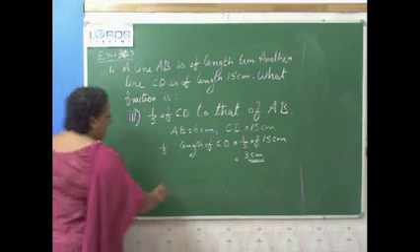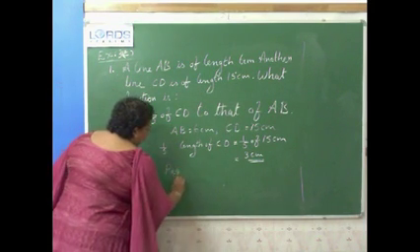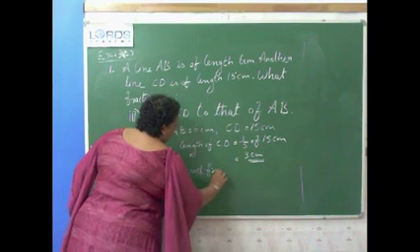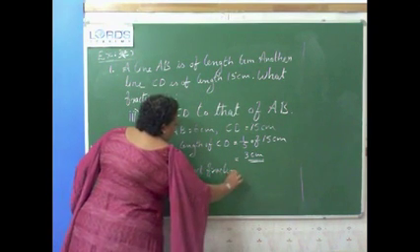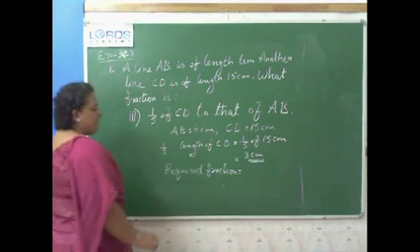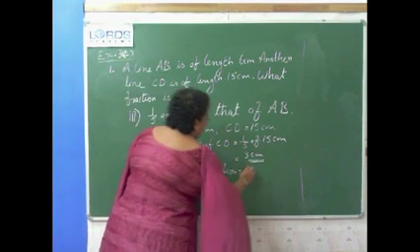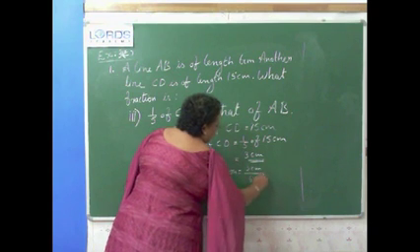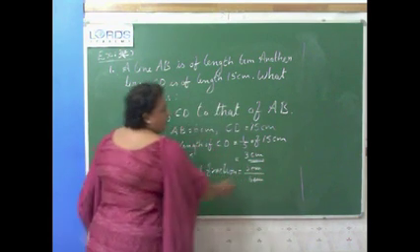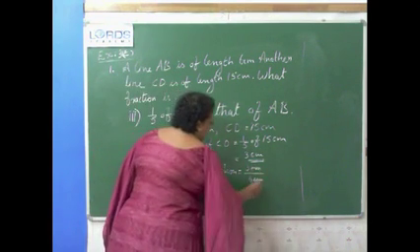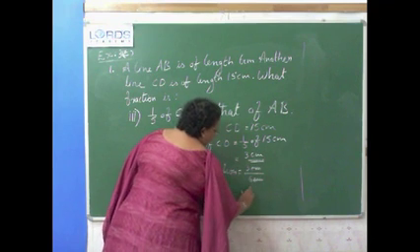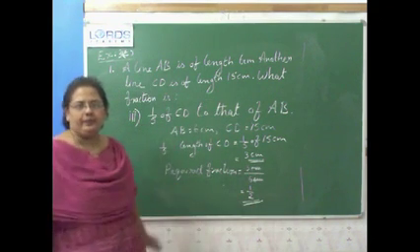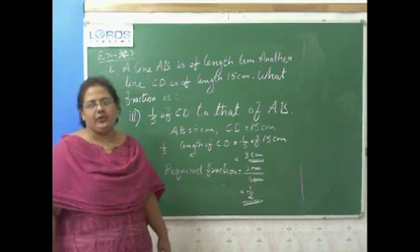So, the required fraction is equal to 3 centimeters by 6 centimeters. Centimeters will cancel, 3 and 6, you will get it as 1 by 2. So, the required fraction is 1 by 2. I hope it is clear to you all.